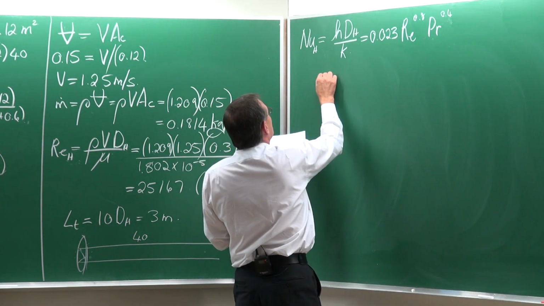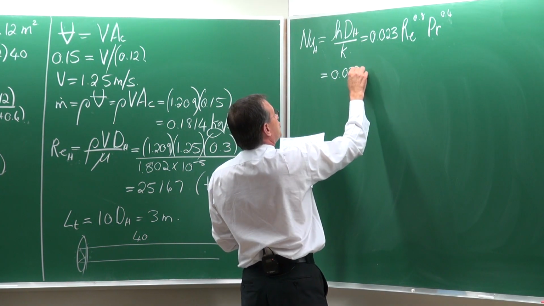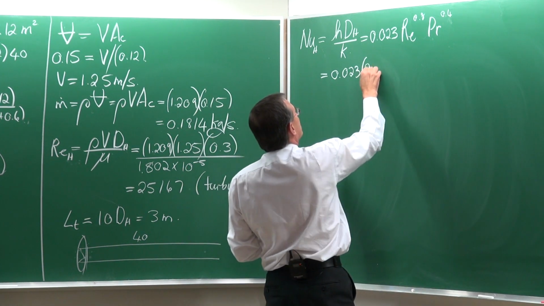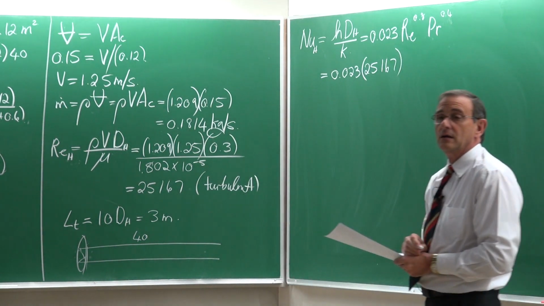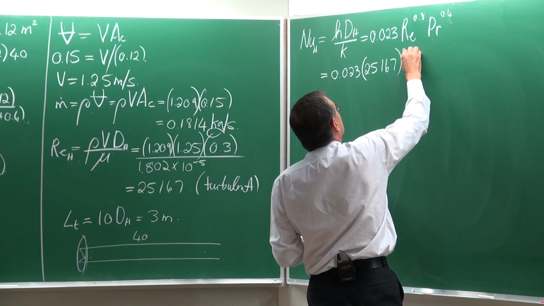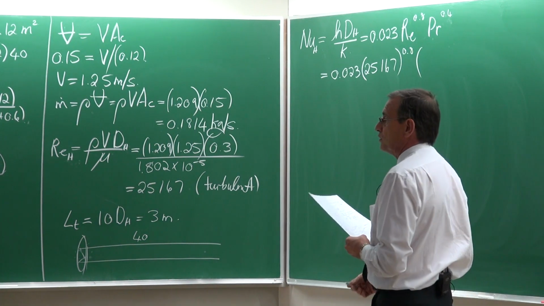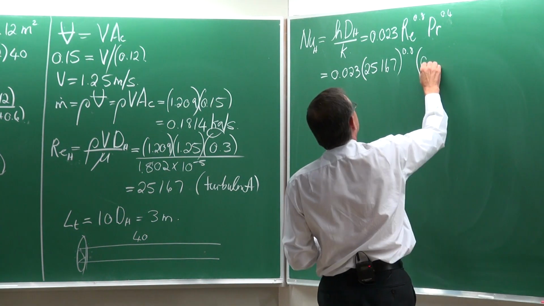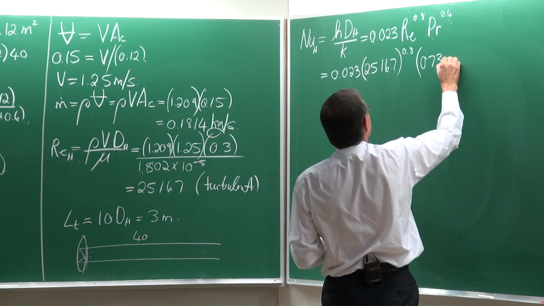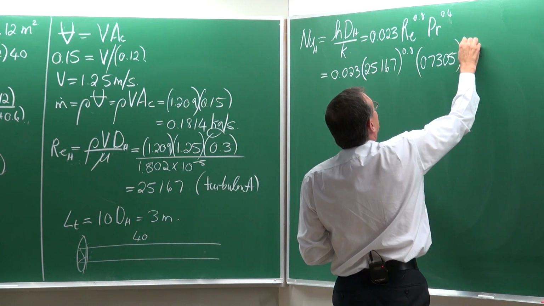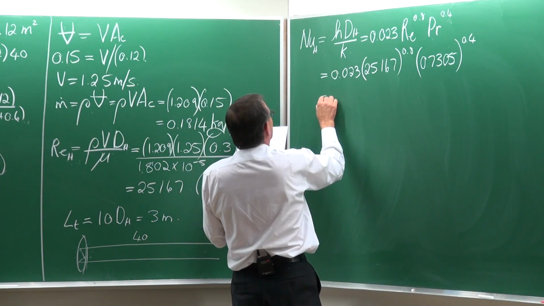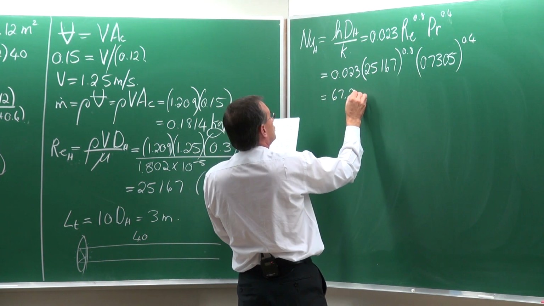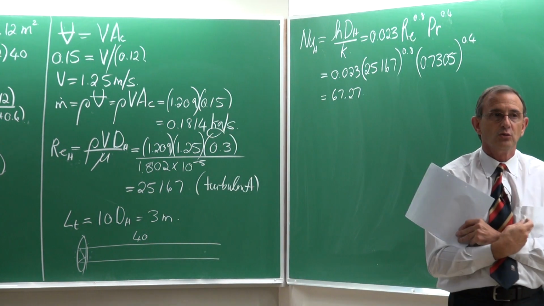So let's calculate the Nusselt number. That is equal to 0.023. We have the Reynolds number now. We've calculated it as 25,167 to the 0.8 multiplied by the Prandtl number. There's the Prandtl number from the properties, equal to 0.7305 to the 0.4. The result is that the Nusselt number is equal to 67.27. There's our Nusselt number.